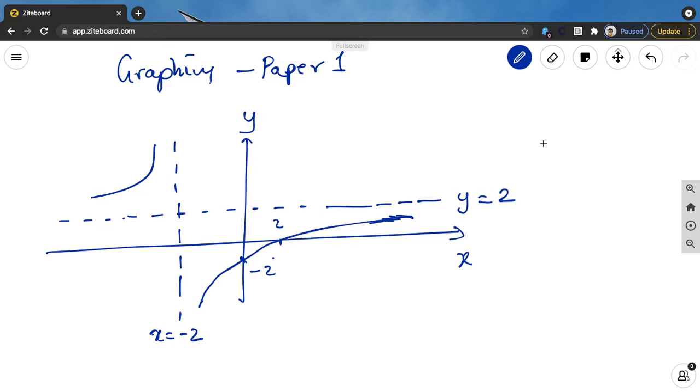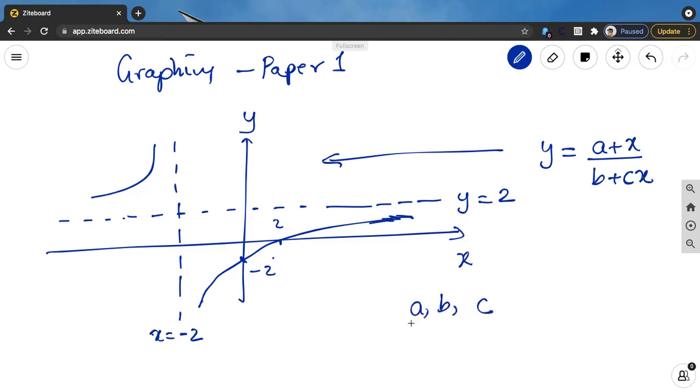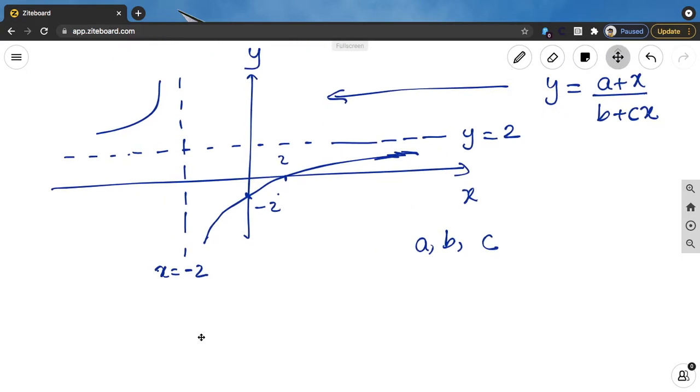The question said the function is of the kind (a + x) upon (b + cx). And they are saying that the graph of this is represented in this way. Look at the graph and find out the values of a, b and c. That's the first part of it. So let's understand. The function is y is equal to (a + x) upon (b + cx).